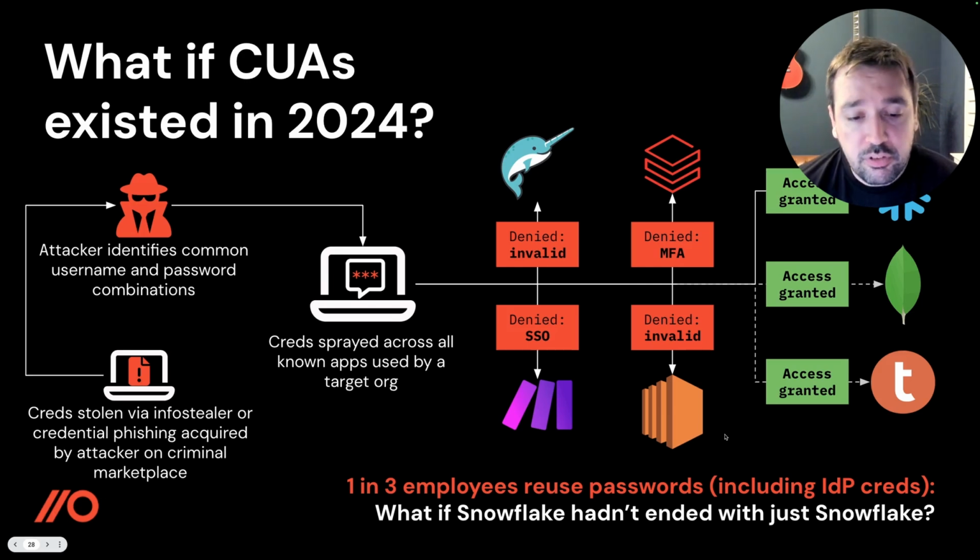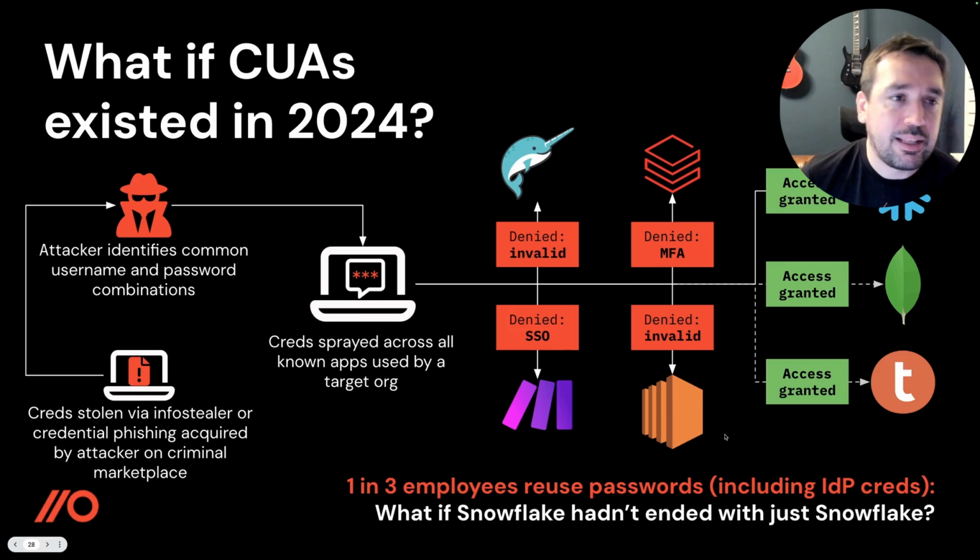And some of these things are simple. Credential stuffing is extremely simple, but ultimately it's extremely effective now. There are so many accounts that are not protected by SSO or MFA because of the nature of how SaaS apps work, and employees share passwords between them, including their IdP creds. We see in our own platform, in general, 1 in 3 employees will be reusing passwords. So what if Snowflake hadn't just ended with Snowflake? What if it was 10 different apps, 20 different apps, all being compromised to that level at the same time?